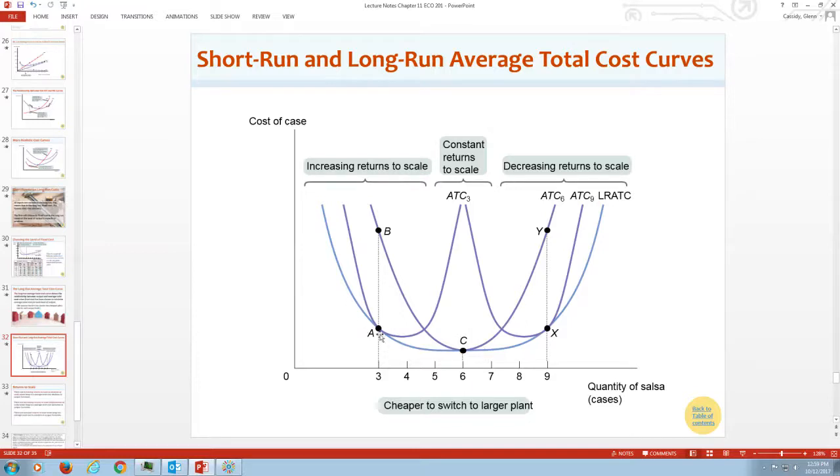So in this range, we would call this increasing returns to scale. As the size of the facility increases, her average cost decreases. That's what that blue line's showing. And then over this range, say from A to X, it's constant cost. As the output increases, the average total cost stays about the same over this range. But once we get past 9, then we have increasing cost. So there's diminishing returns, decreasing returns to scale, increasing average cost over this range.